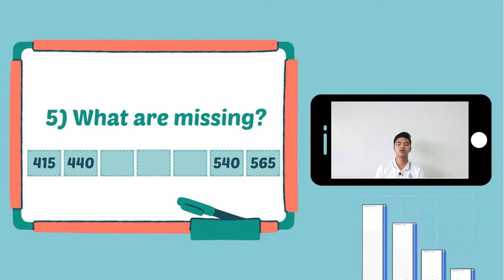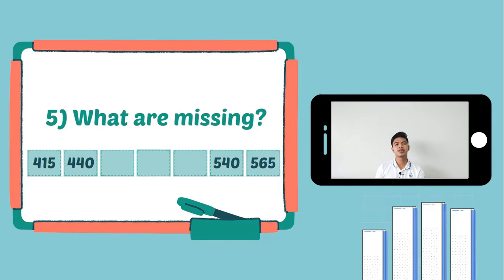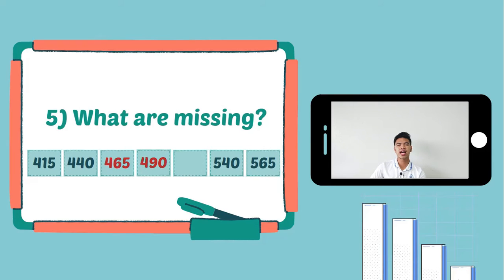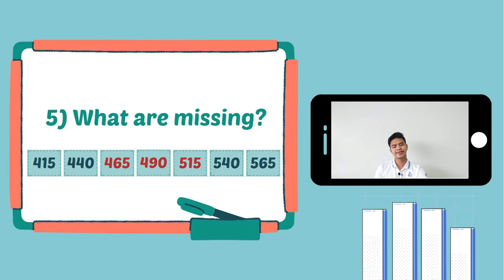440 minus 415 will be 25, and then 440 plus 25 will be 465, and then we're going to add 25 again, and it will be 490. And then we're going to add 25 again, and of course it will be 515. Okay, so that is how we do it.